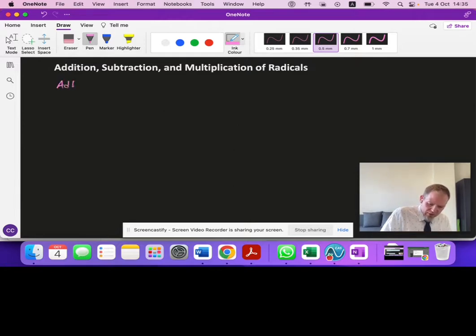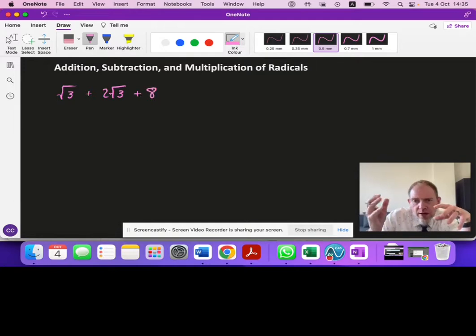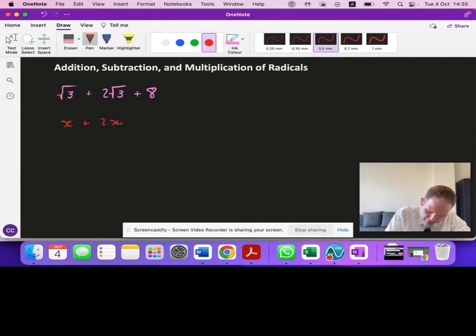So addition, subtraction. I'm not even going to write that because I already have it written above. If I did the square root of 3 plus 2 square roots of 3 plus 8, imagine the radical, instead of as a radical, as a variable. What if I wrote x plus 2x plus 8? Well, that's no big deal. I would just end up saying that this is 3x plus 8. Well, that's all that happens with radicals.